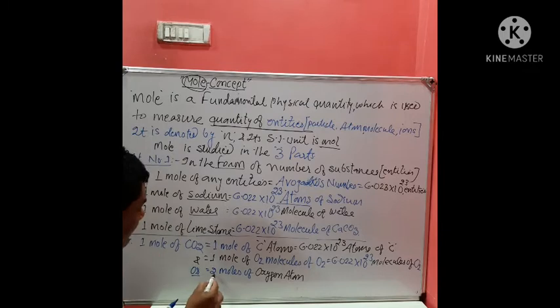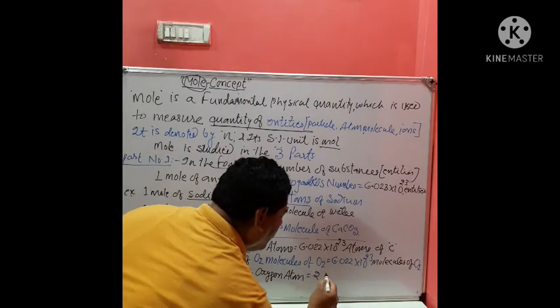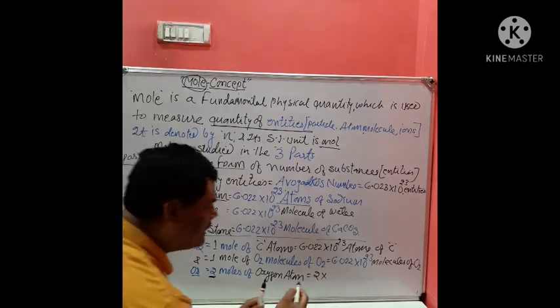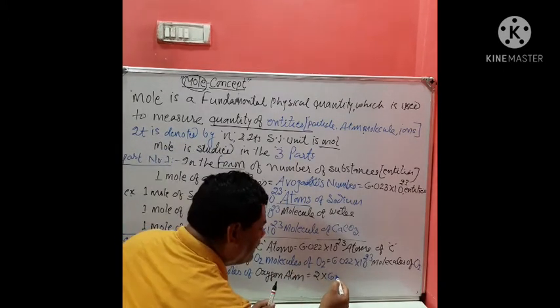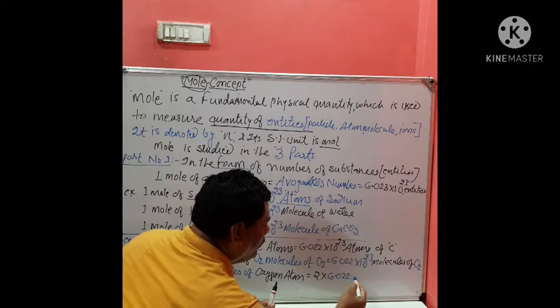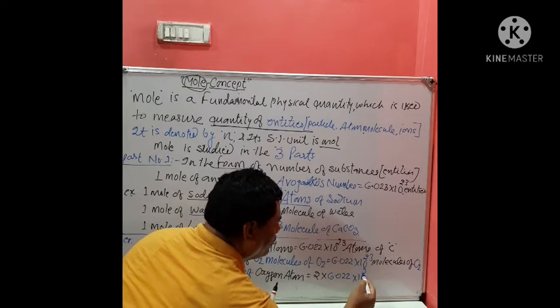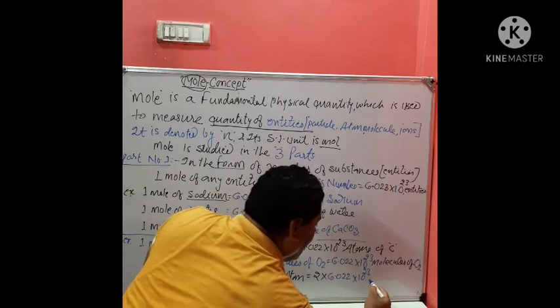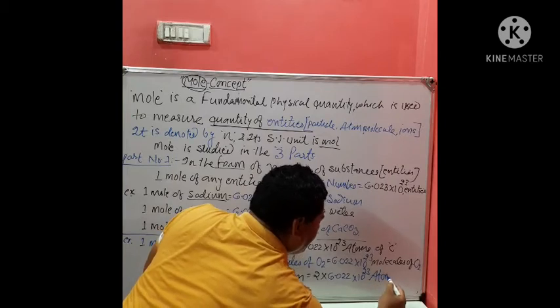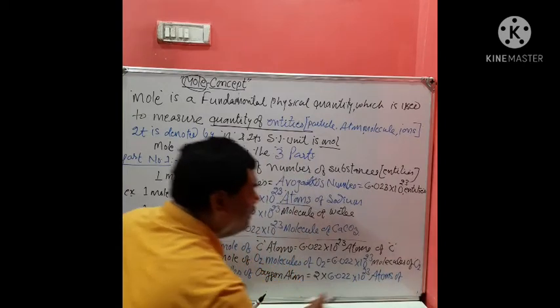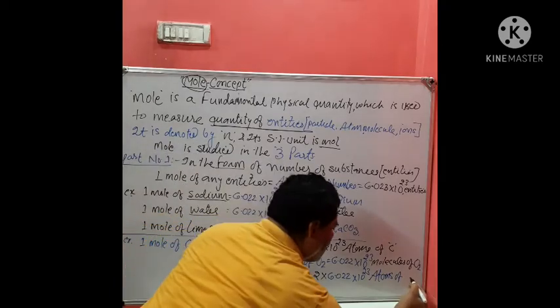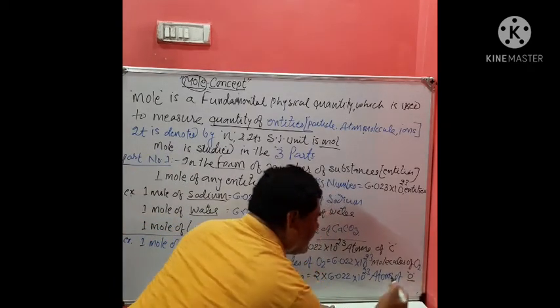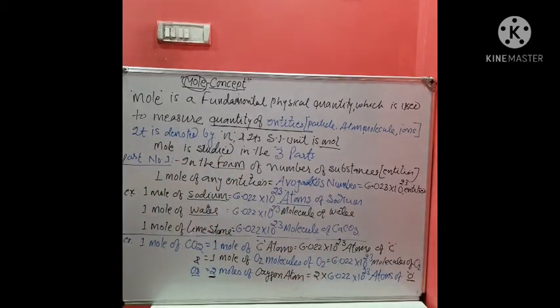Now, it is 2 moles, so it will become 2 into 6.022 into 10 to power 23, because it has to be multiplied by that. And now atoms of oxygen, that is, I will write only O.